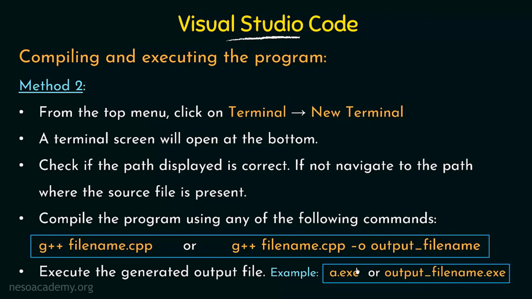And then for executing the generated output file, we can execute it by using this method, that is ./a.exe, which is the default name of the output file that will be created when you use this method, or the output file name that you specify .exe. And here again, remember, you should not forget the / that you have to include. Okay, so let's go to Visual Studio Code and try this.